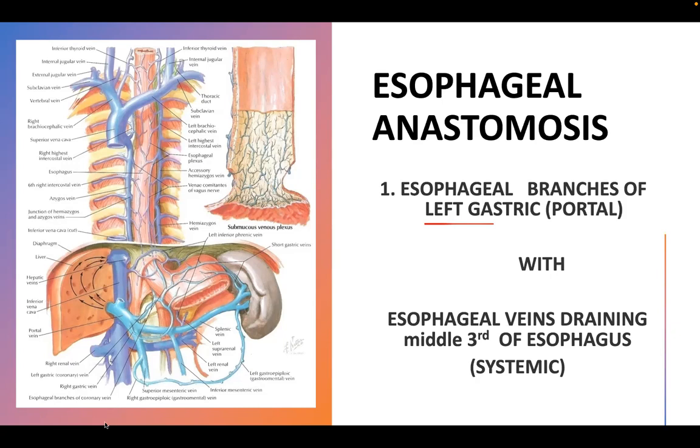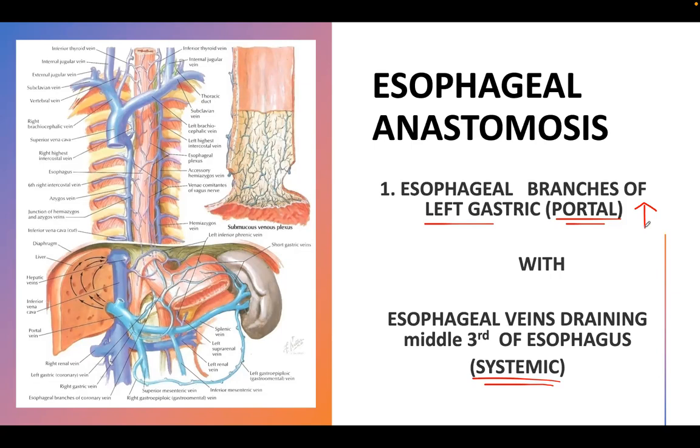Left gastric. So please take note, the esophageal branches of the left gastric, this is portal circulation. Esophageal veins draining the middle third of the esophagus, this is systemic. So what is the significance when the left gastric vein is engorged or if there is high portal pressure? What is the significance? Anyone?